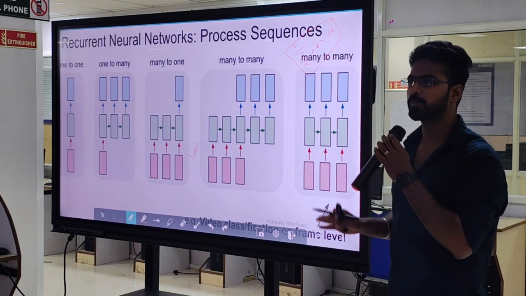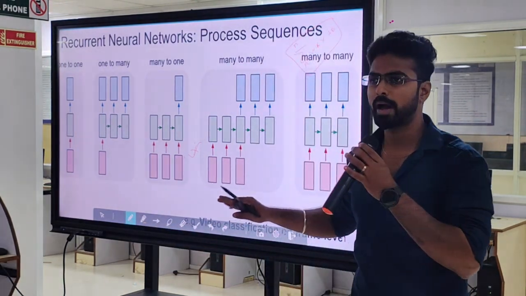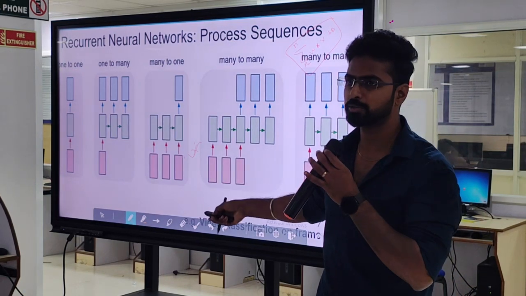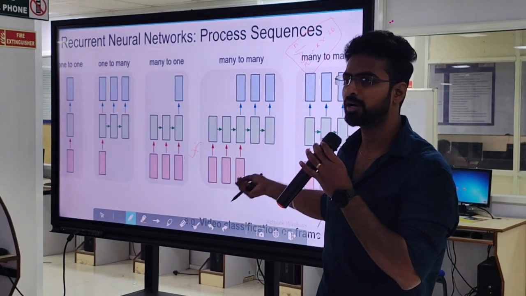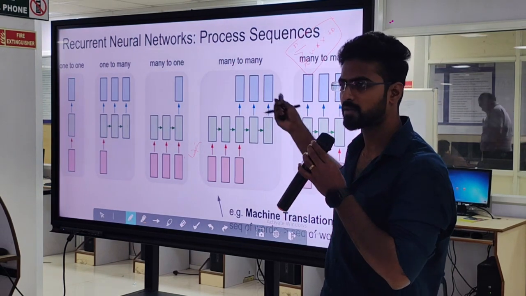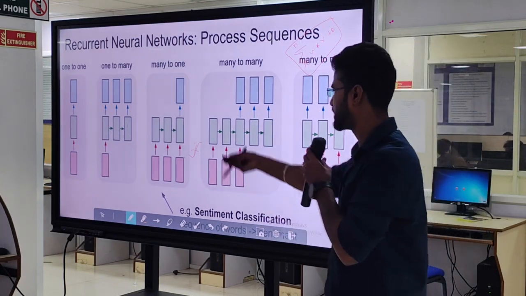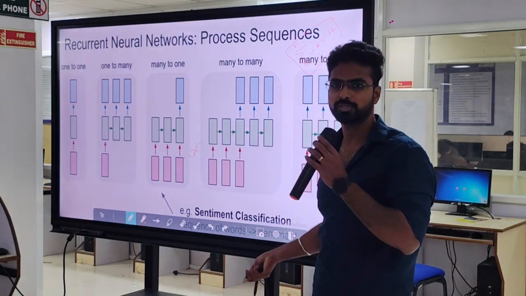Wherever you are playing with text, RNN was used, based on the purposes. Image captioning, image classification, video frame-level classification, everywhere we are using RNN architecture. We will see a hands-on example of sentiment classification. I'll show you the sentiment classification.